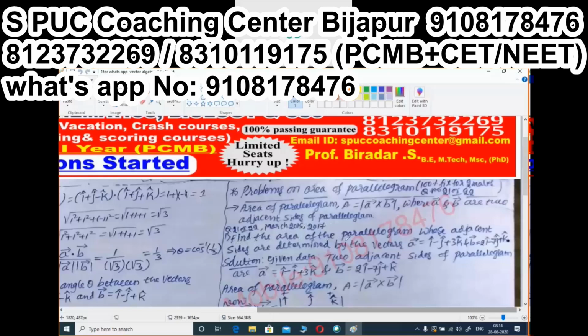Find the area of the parallelogram whose adjacent sides are determined by the vectors. A vector he has given as i cap minus j cap plus 3k cap, and B vector he has given as 2i cap minus 7j cap plus k cap. A vector and B vector are the two adjacent sides of the parallelogram. So let us have the solution for this.